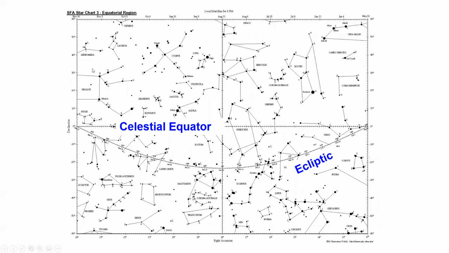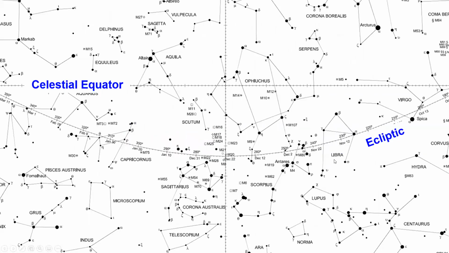Here is star chart number 3, and you can see Capricorn, Sagittarius, Scorpio, and so forth. Taking a closer look, you can also see Libra and Virgo. Again, the ecliptic is now going below the celestial equator over here, and each one of these dates along the ecliptic corresponds to the location of the sun on that day.